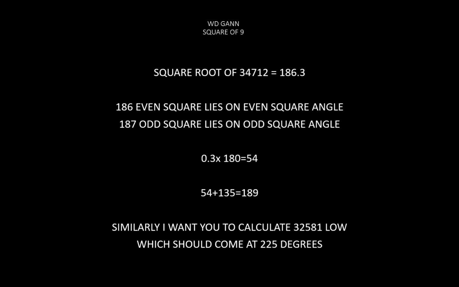Now I want you to do the same calculation with 32581, the low in late December. When I think of December, all I can dream about is Christmas. Then when you do the calculation, you should get 225 degrees. Now if you knew about time cycles and how they work, you would have known in advance that the low has to be at 225 degrees.